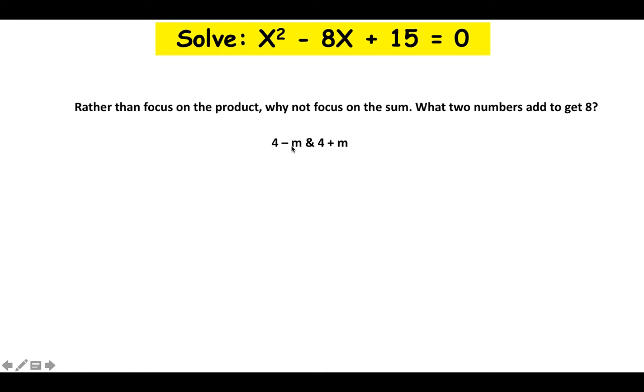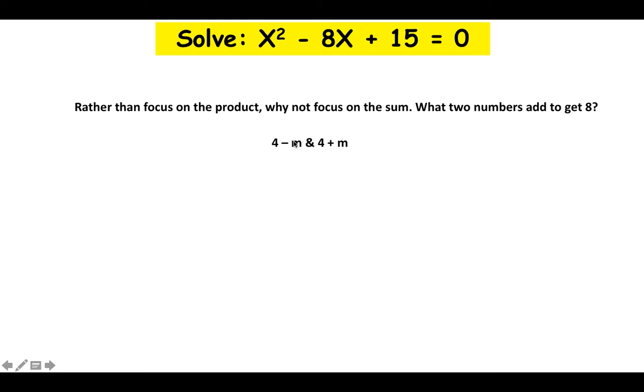Now, irrespective of what m is, 4 minus m and 4 plus m, if they add together, will always give you 8. Don't believe me? Let me show you. If m is equal to 2, 4 take away 2 is what? 2. And if m is still equal to 2, 4 plus 2 is 6. 6 plus 2 is 8.